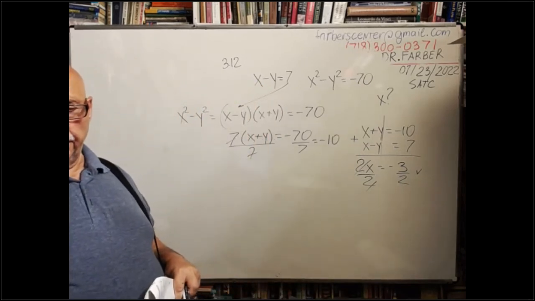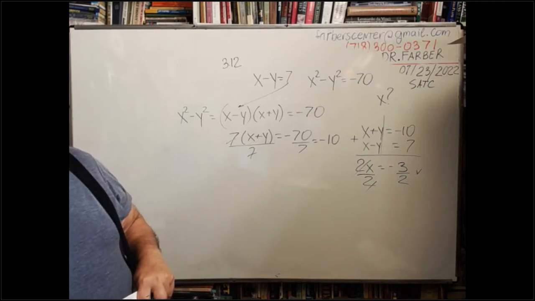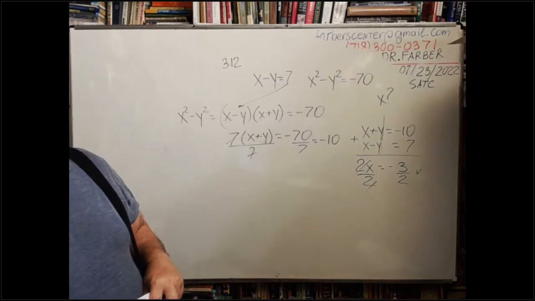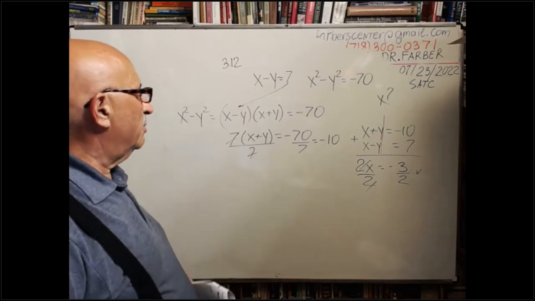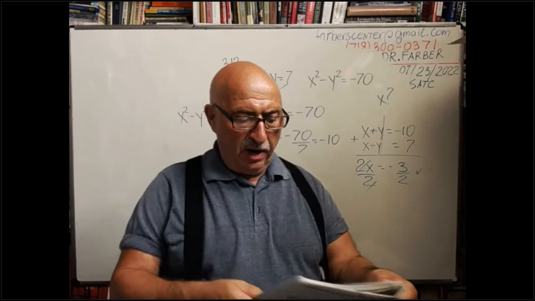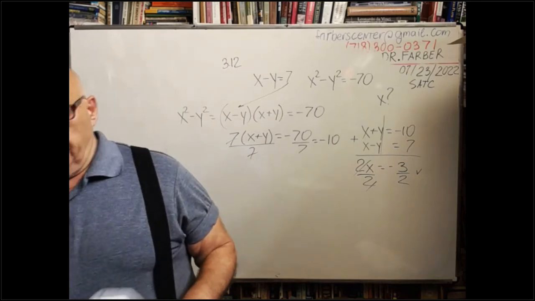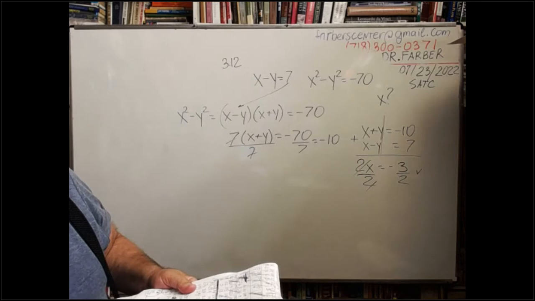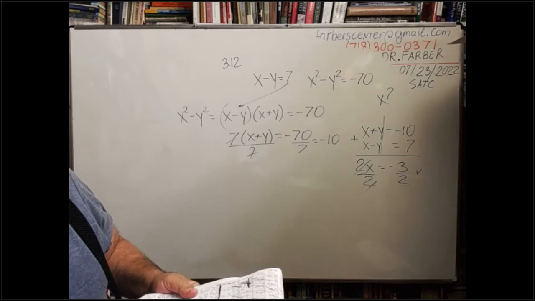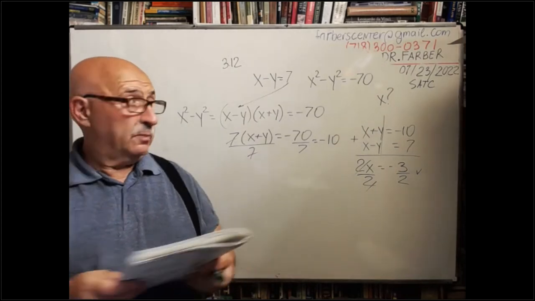So far, so good. Any questions? Is it okay to use substitution here? Yeah, you can substitute. This is probably the fastest, but you can substitute. There are six different ways we solve a system of equations. Any of these ways is fine. Okay. Good, good, good. This was 12.